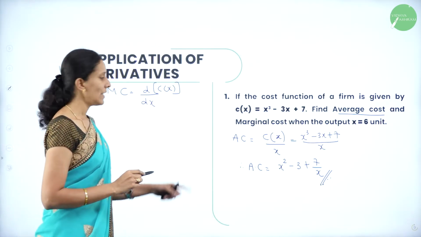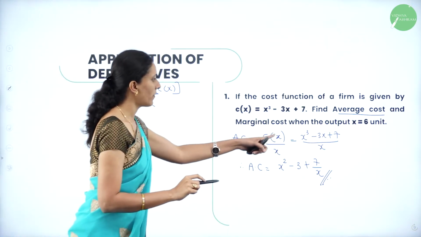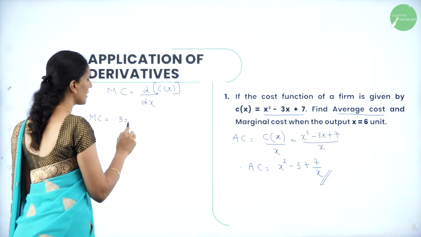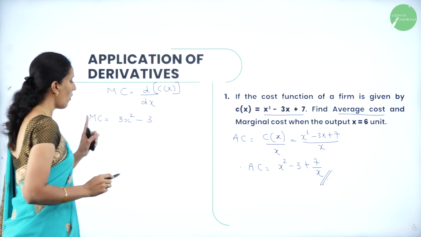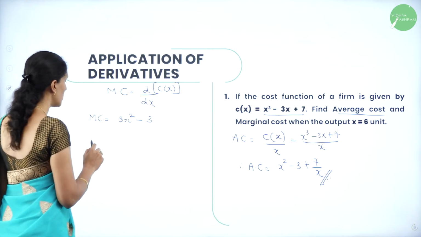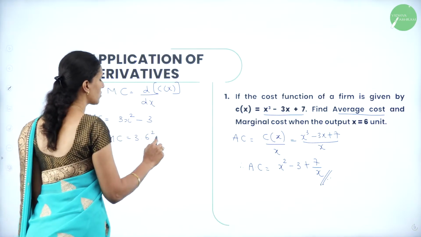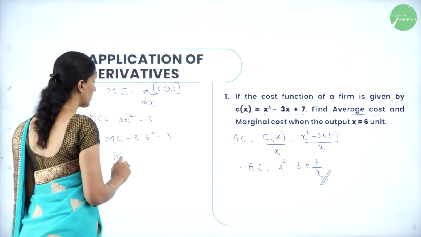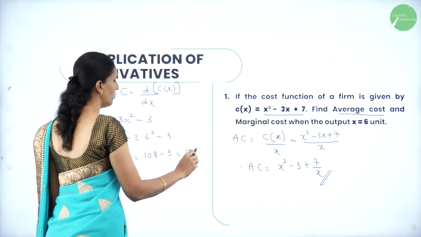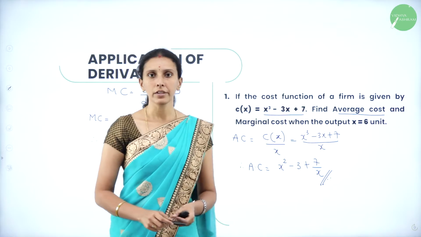So therefore, let's see the marginal cost. Marginal cost is the derivative of this function, that is x cube minus 3x plus 7, which becomes 3x square minus 3. Now I need to find the marginal cost at x equal to 6 units. So therefore, MC is equal to 3 into 6 square minus 3. MC is equal to 108 minus 3, which is equal to 105. So this is the marginal cost of the given function.